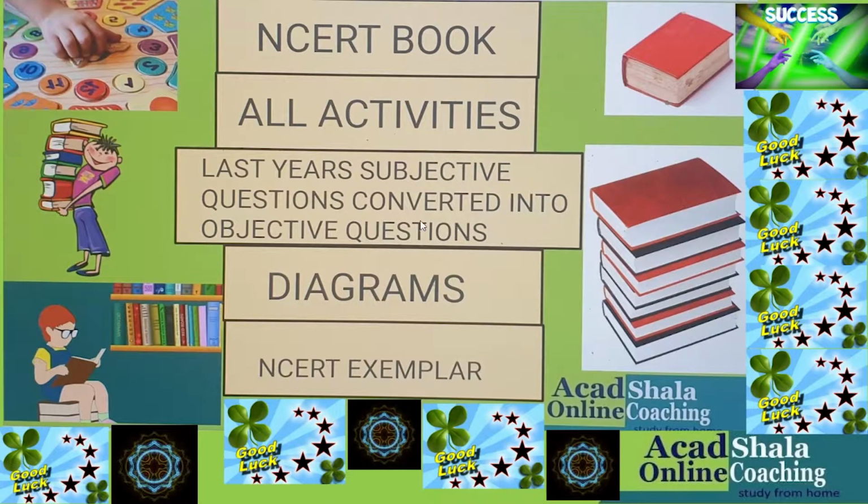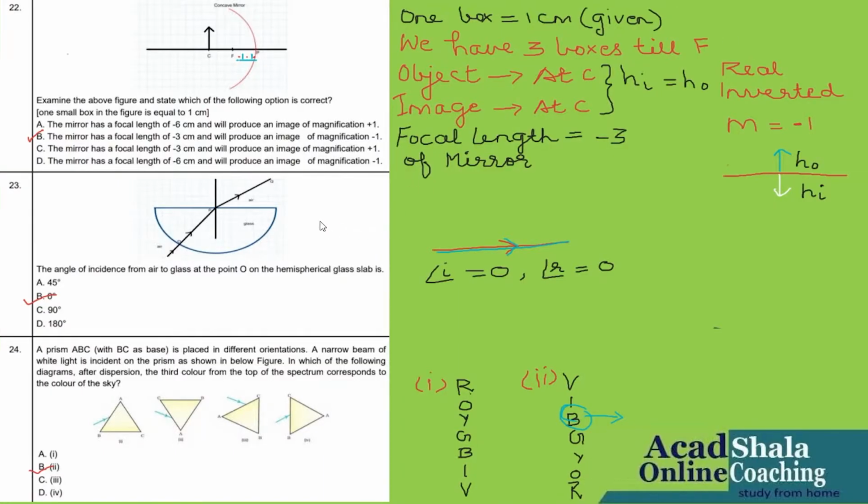Students, as I already told you before, you have to give priority to your NCERT book with all activities, and your last year's question papers are converted into objective questions this year. You also have to focus more on diagrams and then the NCERT Exemplar. So overall, you have to give more emphasis on the NCERT book in every corner of the book, on every word of the book, as well as the NCERT Exemplar. Now let's start with the next question.